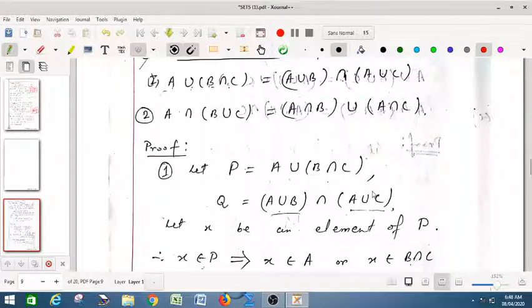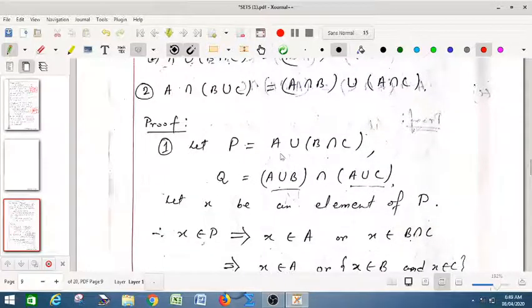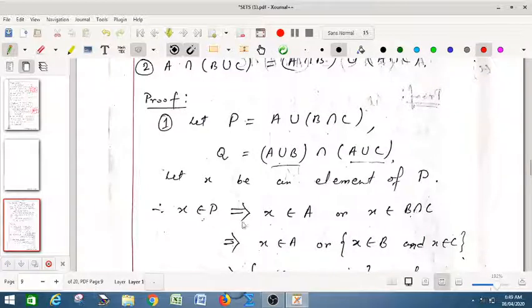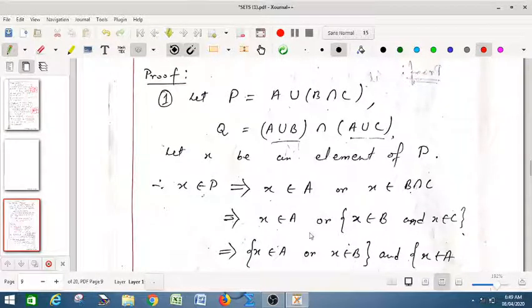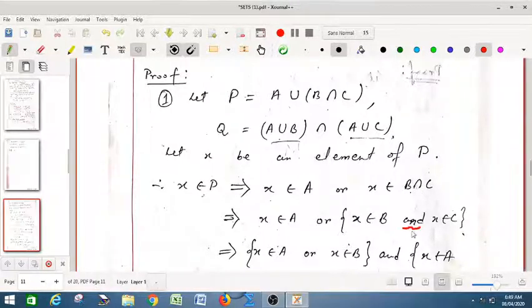So let us have a proof of that. Let P be the set A union B intersection C, and Q be A union B intersection A union C. Let X be an element of P. So X belongs to P implies X belongs to A, there is a union, so we can write or X belongs to B intersection C. For intersection we use the word and, so we can say X belongs to B and X belongs to C.